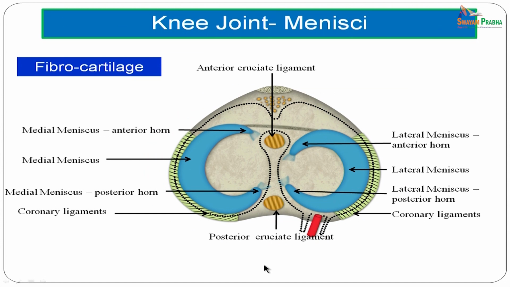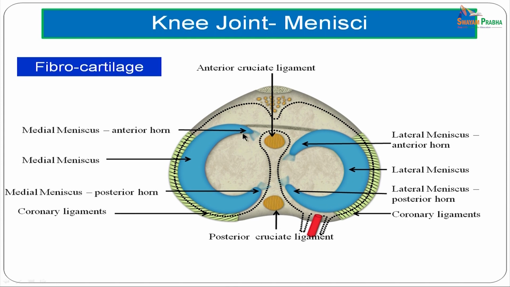We now come to the next important set of structures within the joint. These are the menisci. The menisci are fibrocartilaginous structures which act as an interface between the tibial condyles and the femoral condyles. If you see on the upper aspect of the tibia, there are two menisci. This is the medial meniscus and this one is the lateral meniscus. The medial meniscus is more or less oval as compared to the lateral meniscus, which is more or less circular in shape.